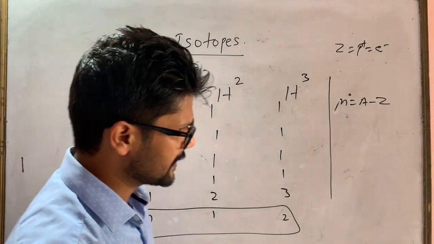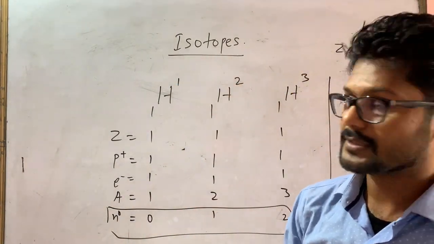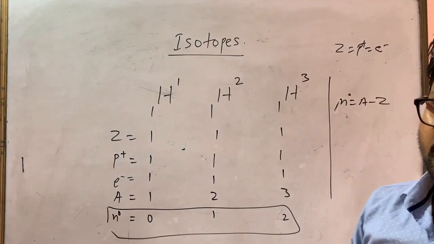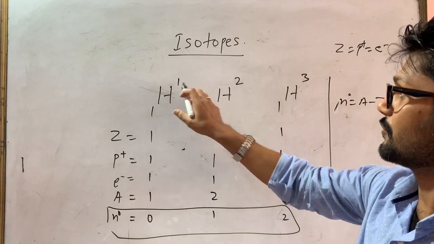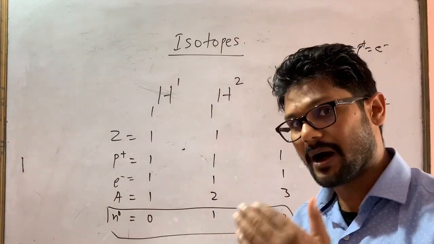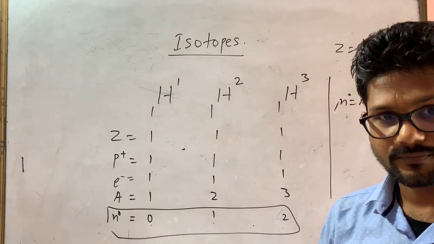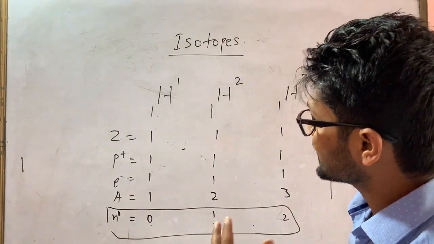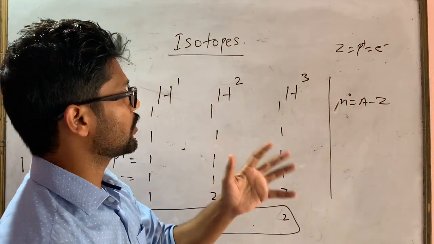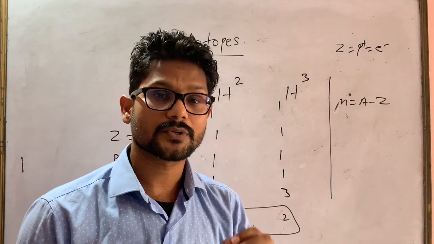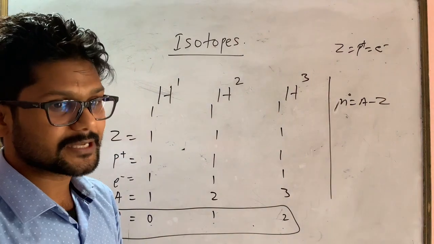Once again I am going to say the same thing. An isotope is defined as atoms of the same element that possess the same atomic number but different mass numbers, or you can say have different numbers of neutrons. Right. So these are called isotopes. These are the isotopes of hydrogen. There are so many examples of isotopes.